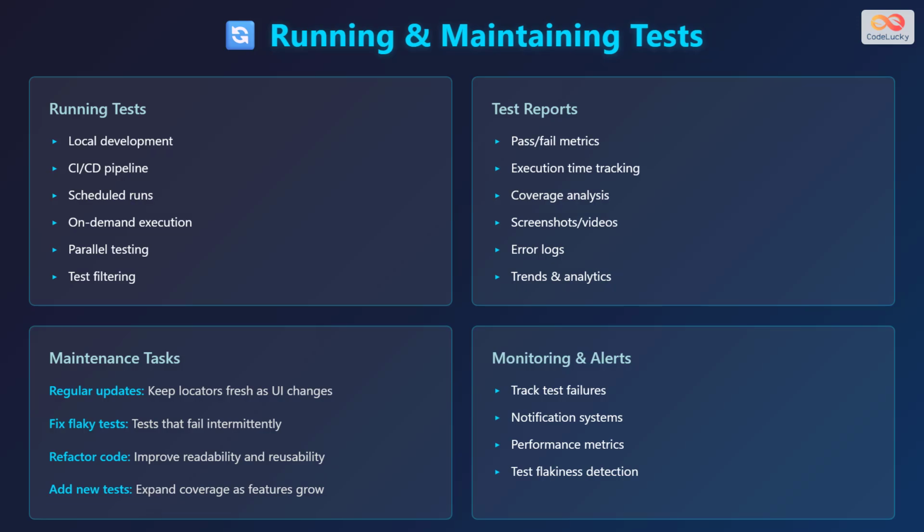Monitoring and alerting systems help you stay on top of test health. Track which tests are failing, receive notifications immediately when issues occur, monitor performance metrics, and detect patterns of flaky tests that need attention.